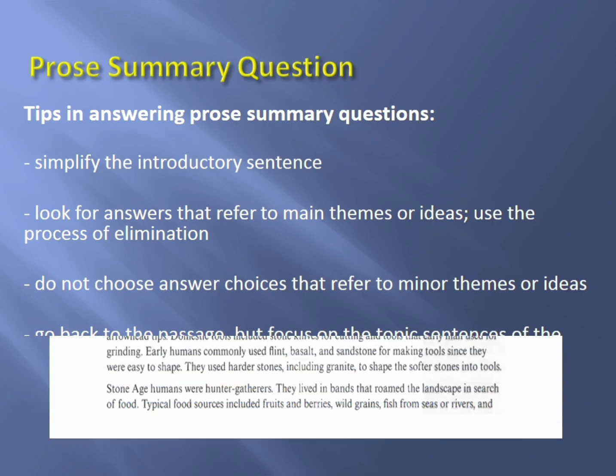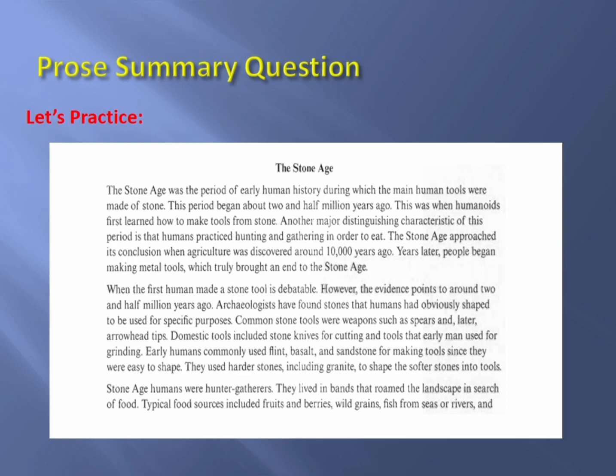It says, The Stone Age. The Stone Age was the period of early human history during which the main human tools were made of stone. This period began about 2.5 million years ago. This was when humanoids first learned how to make tools from stone. Another major distinguishing characteristic of this period is that humans practiced hunting and gathering in order to eat.